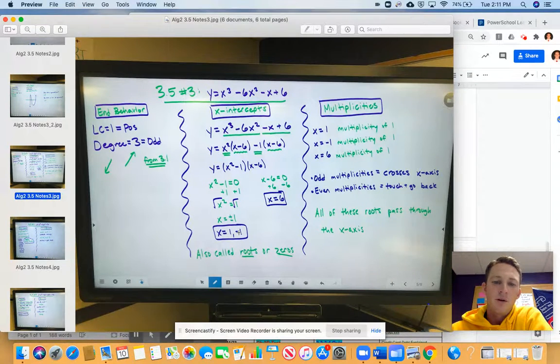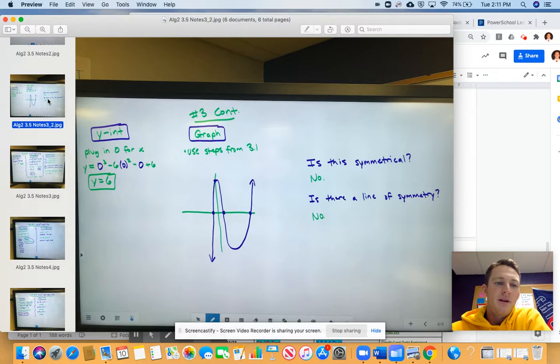Negative 1 was written 1 time, so I had a multiplicity of 1. 6 was only written 1 time, so it has a multiplicity of 1. All of these are odd multiplicities. So on our graph, just like we'll see on our next page, the line is going to cross straight through the x-axis. If any of these were repeated over here and they had a multiplicity of 2, that's an even multiplicity. So the graph would kind of touch the x-axis and then go right back down or right back up. But all of these roots are going to pass through the x-axis.